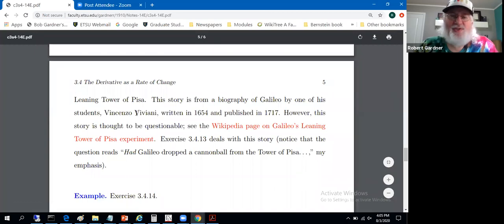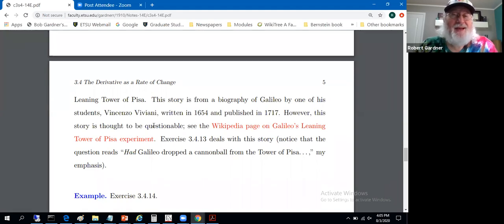This is more mythology than anything. The story is from a biography of Galileo by one of his students, Vincenzo Viviani, written in 1654, published in 1717. Yeah, this is probably just more of a mythological thing. He was from Pisa, so he studied falling objects. Makes sense he'd use the Leaning Tower of Pisa, but it's probably just a story.